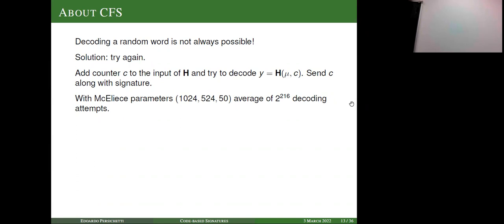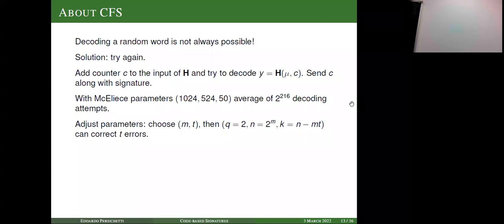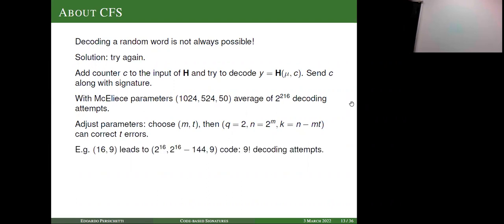So what can I do is change the code parameters, and take a code of the form length is a power of 2, and then dimension is n minus mt, so very little. So it's going to look like a very rectangular code with a very high rate. And then, this code is able to correct errors, so it still works for the purpose, but of course, now I get better. So you see, now my code length is 2 to the 16, and the dimension is 2 to the 16 minus 144. And then, I only need 9 factorial decoding attempts. This is still not very good. Yeah, so what this means is that the decoding is going to be very slow, very slow.